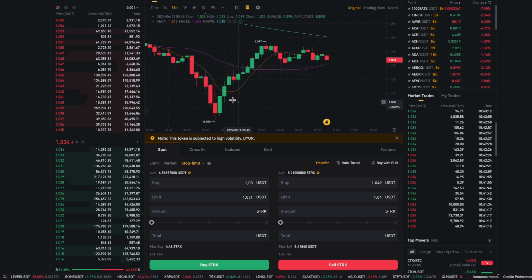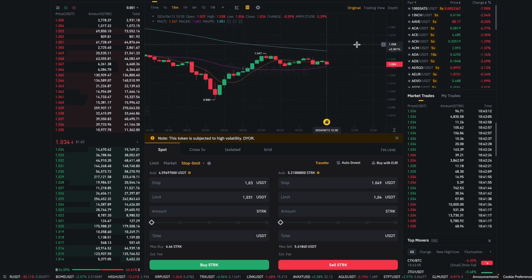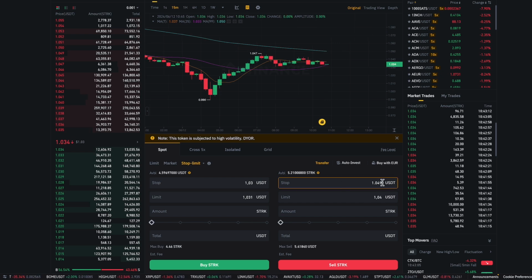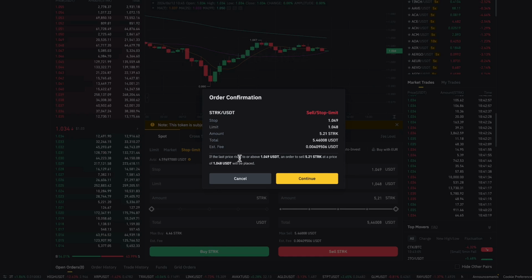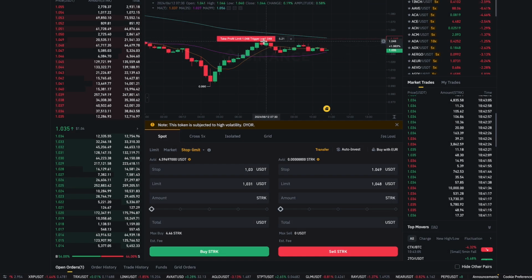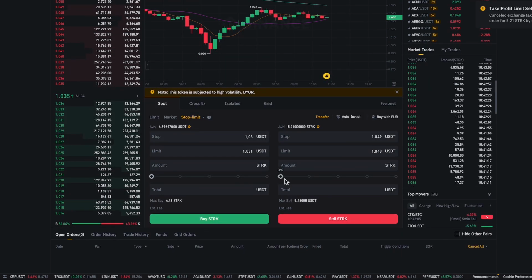So for example, we already bought it here and I would like to place the order and the trigger to sell. So when the price reaches $1.049, I'm ready to sell at $1.048 the full amount of Starknet. This one, press sell. If the last price rises to or will be above $1.049, an order to sell this amount of Starknet at the price of $1.048 will be placed. So this is a trigger price and the condition at what price we would like to sell it. Got it. When you place an order and cancel it, you will not pay the fee.